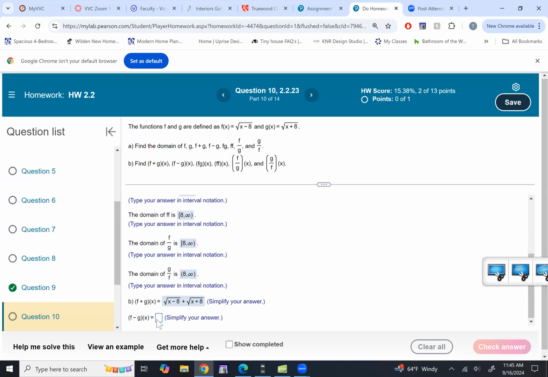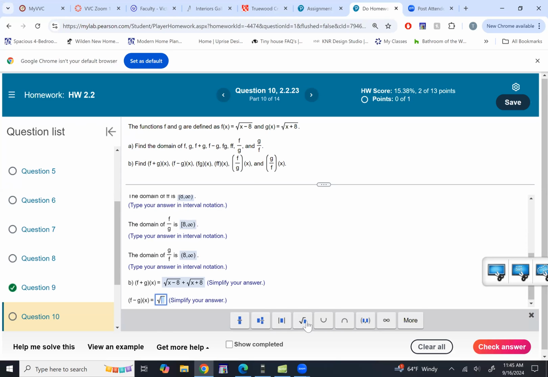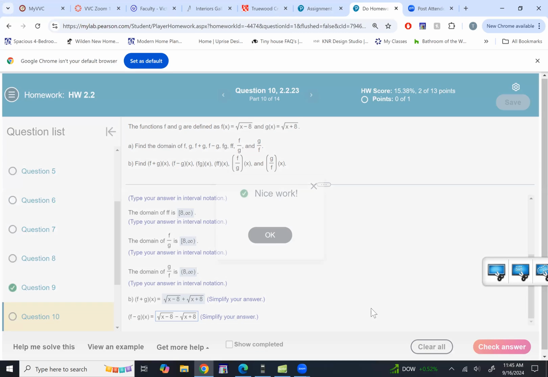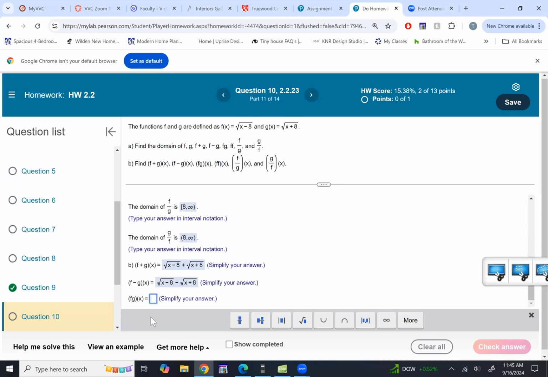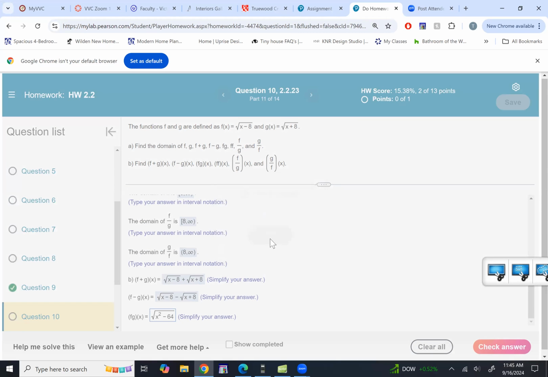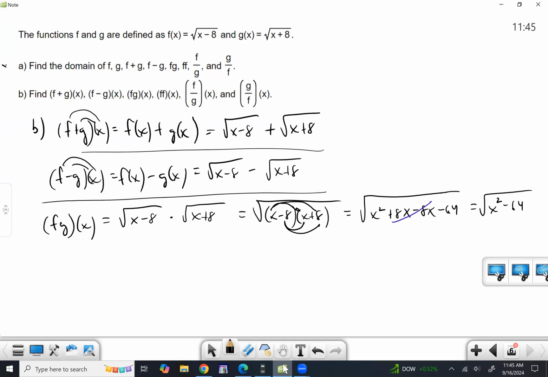All right, let's try the next one. Same thing, but with a minus. So square root of x minus 8, right arrow, minus square root of x plus 8. And then what we just got for the times was x squared minus 64 underneath the root. Awesome. Okay, so now we have to look at f with itself.